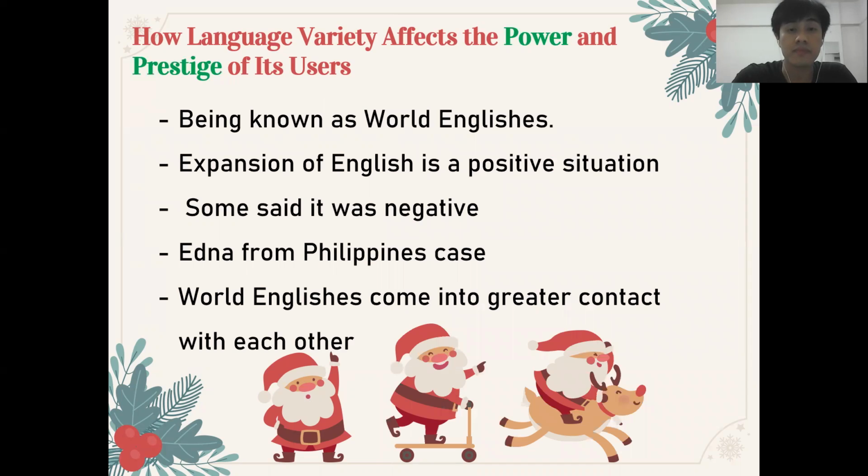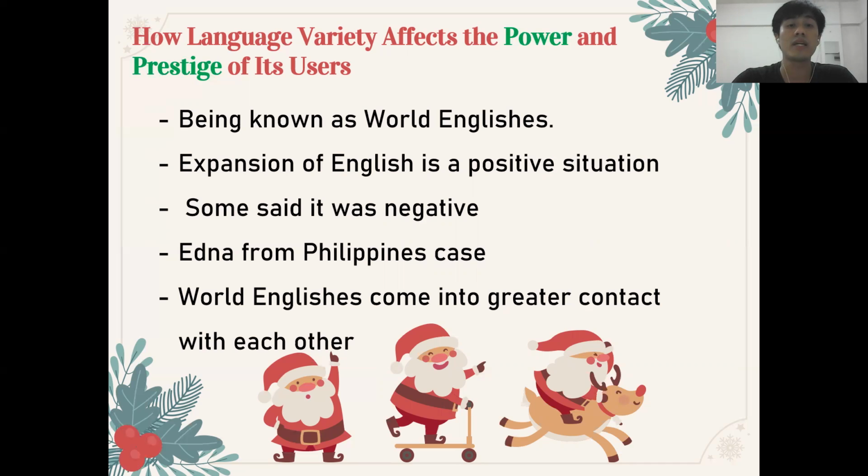And so the expanding varieties of English used in all three circles have become known as world Englishes. Some researchers explain that the expansion of English is a positive situation that has advantages for a wider world of communication, with personal, social, and economic benefits.